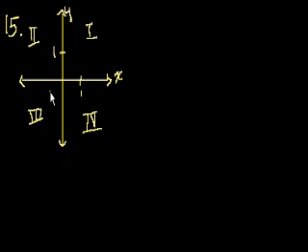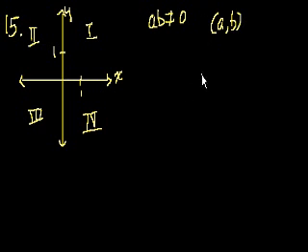And they say if AB does not equal 0, so A times B does not equal 0, which essentially tells us that neither A nor B is 0. In what quadrant of the coordinate system does point (A, B) lie? So they want to know where (A, B) is. Okay, let's look at the data. We know it's not along the axes, because if either A or B were 0, then we'd be along the axes.